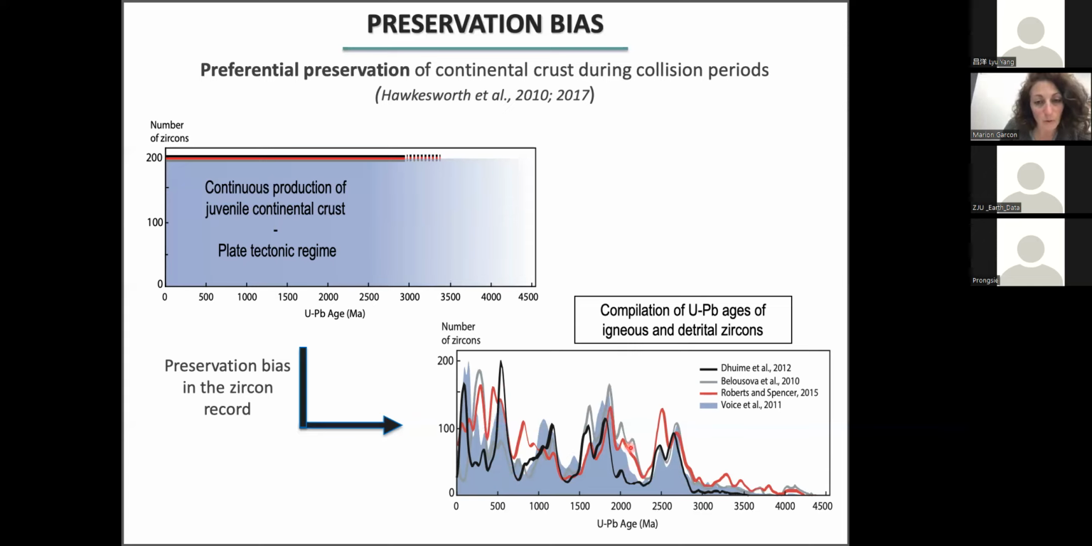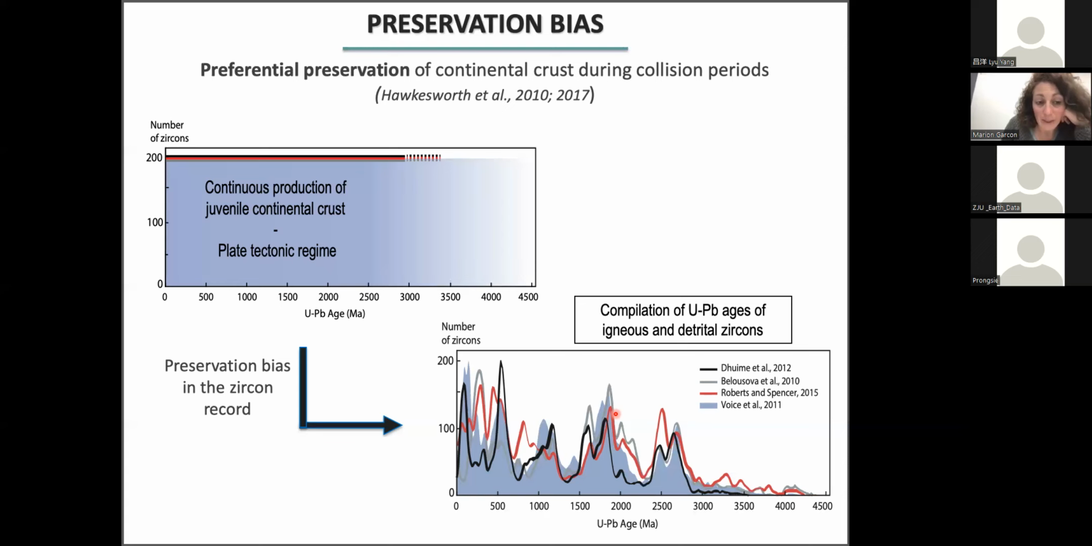And this is the reason why you end up with this present-day distribution with peaks during a certain period of time. But this does not reflect pulses in the production of juvenile crust. This is just a preservation issue.